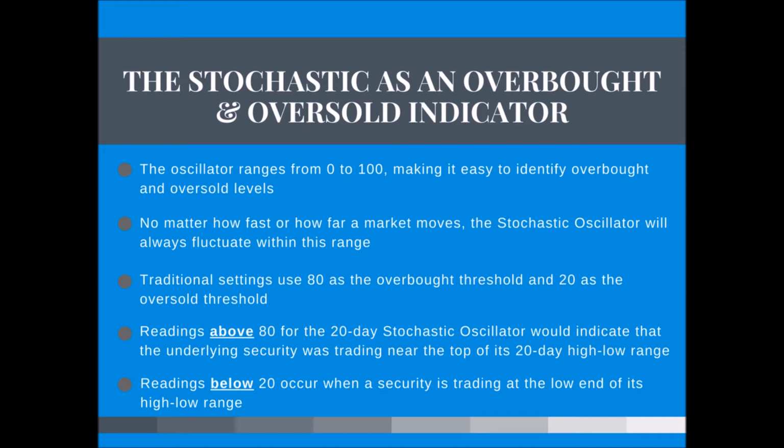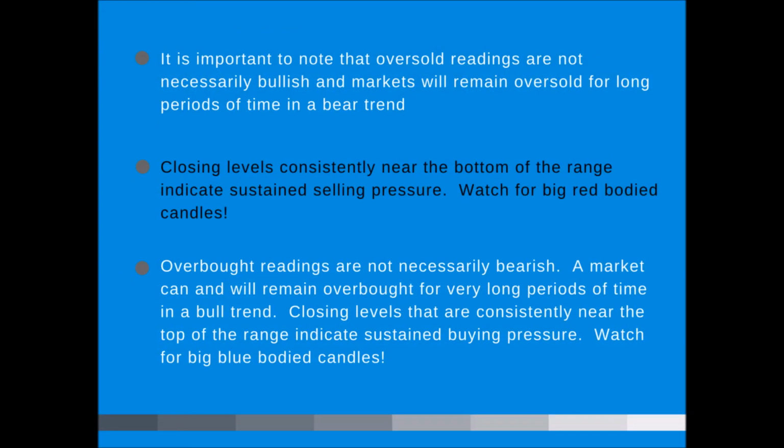Readings above 80 for the 20-day stochastic oscillator would indicate that the underlying security was trading near the top of its 20-day high-low range. Readings below 20 occur when a security is trading at the low end of its high-low range. So it's important to note that oversold readings are not necessarily bullish, and markets will remain oversold for very long periods of time, especially in a bear trend. Closing levels consistently near the bottom of the range indicate sustained selling pressure.